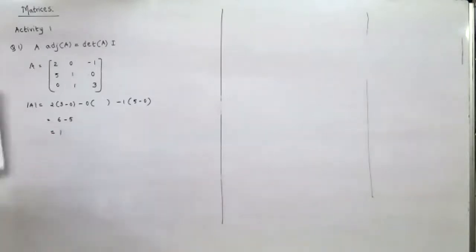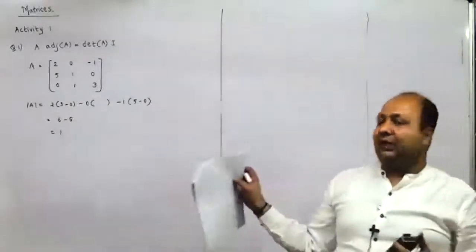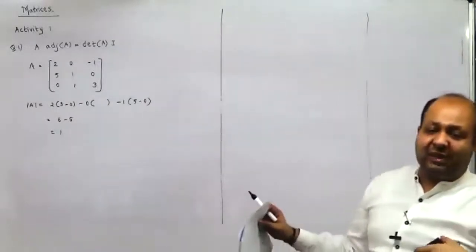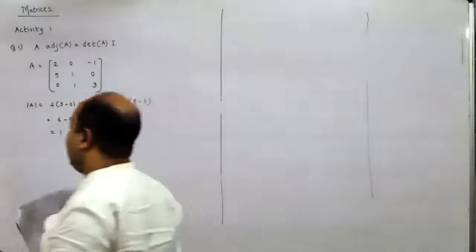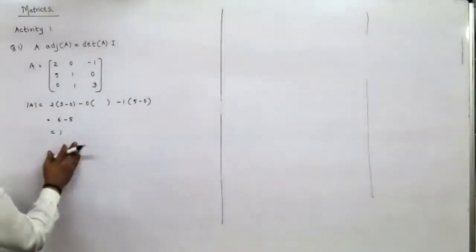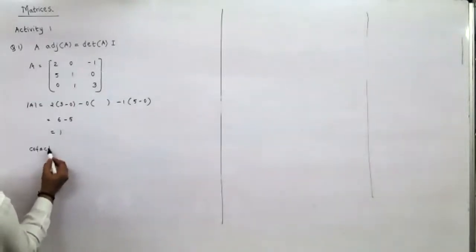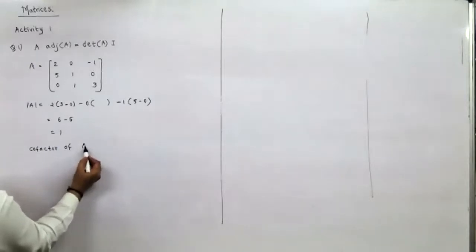The moment you find that the answer is 1, you can be sure that the inverse won't have any fractions; it would be integers. Now, once I get the determinant value of A, how do you find the cofactor of A?